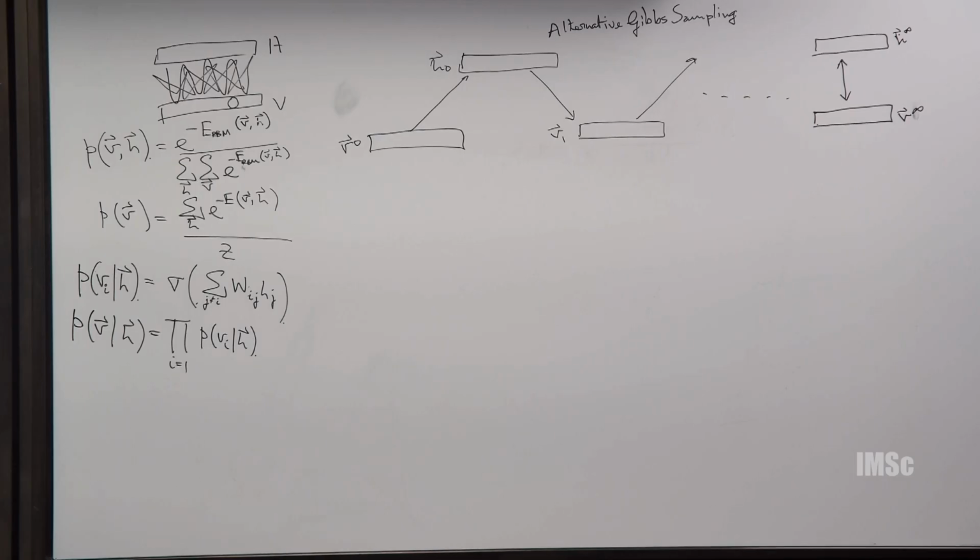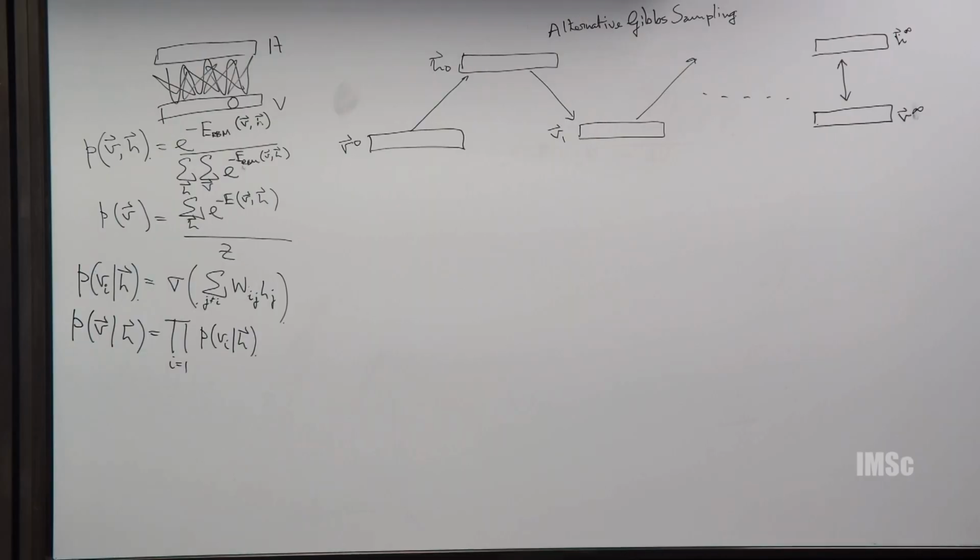What is that? In the probability of V_i given H. Sigma, the activation function. That's how the neurons see how much input they're receiving and decide on a probability with which they'll turn on or turn off.